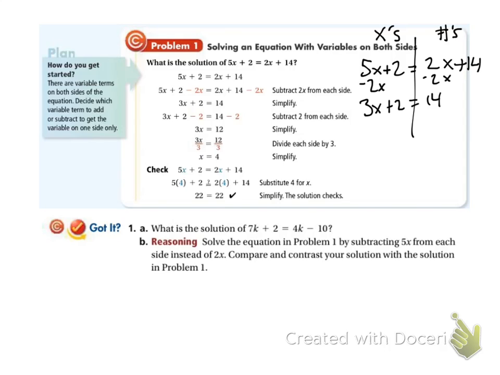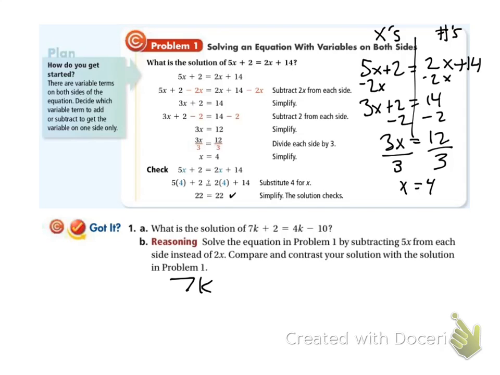I'm trying to get the numbers to the right, so I need to get rid of this 2 on the left. So I'm going to subtract 2, which gives me 3x equals 12. Now I'll divide by 3, and I get x equals 4. Let's try one more of those.